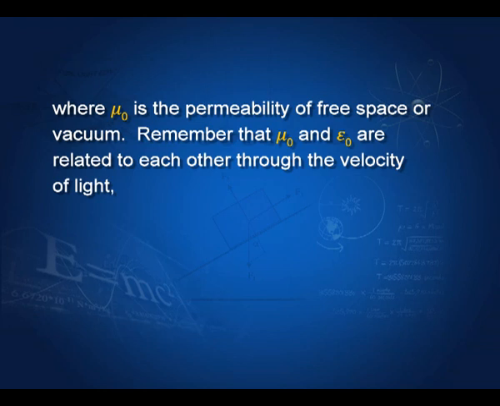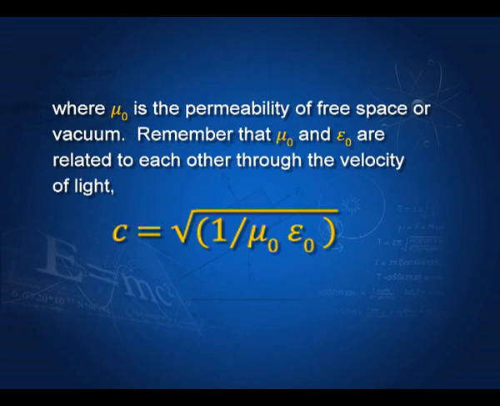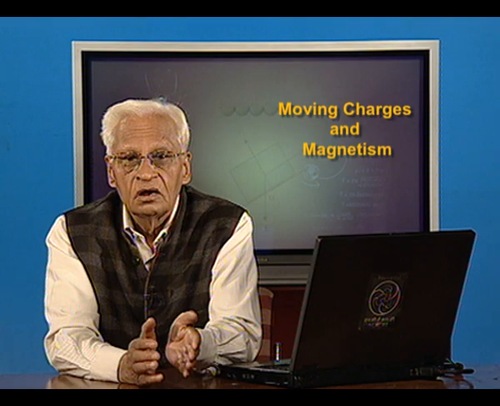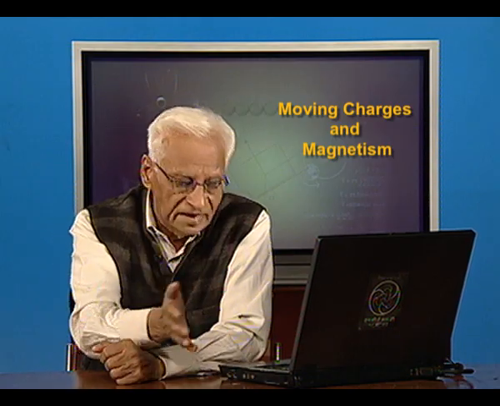Remember that mu 0 and epsilon 0 are related to each other through the velocity of light. c is equal to square root of 1 by mu 0 epsilon 0. Remember, epsilon 0 we used in the electric field.